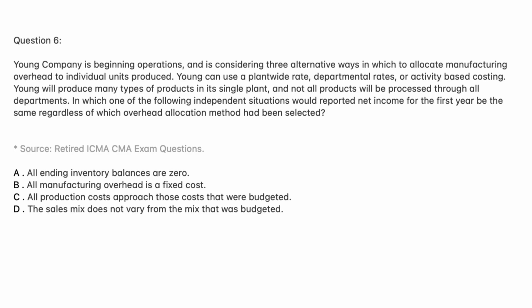Question 6. Young company is beginning operations, and is considering 3 alternative ways in which to allocate manufacturing overhead to individual units produced.